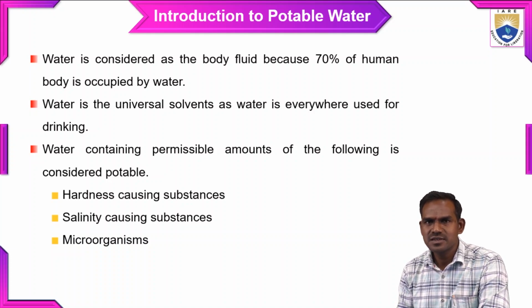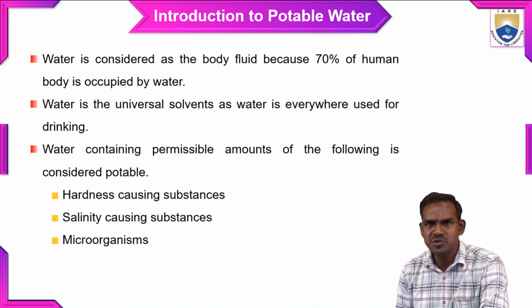In fact, the potable water must have permissible amounts of hardness causing substances and permissible amounts of salinity causing substances, and potable water must be free from microorganisms, because microorganisms are not at all allowed in potable water because these are responsible for various diseases. So that is why microorganisms are not at all suggested in drinking water. This is about the introduction of potable water. Let's go to the next content.